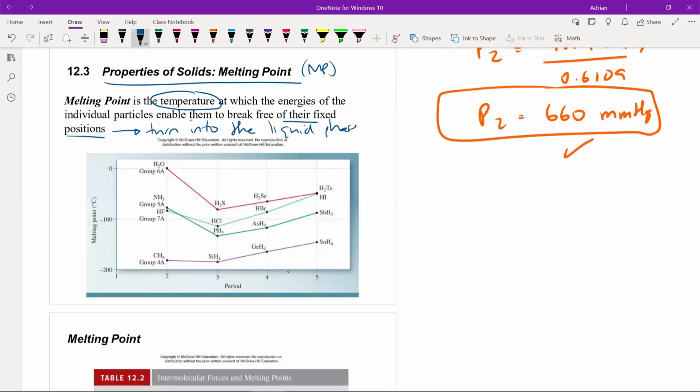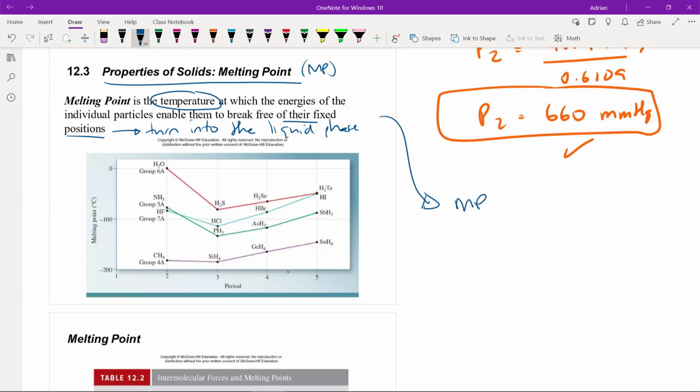Right, remember, in the solid phase, the particles are locked in place, and in the liquid phase, they can just move past each other. So the temperature at which that transition happens is known as the melting point of a solid. Just like with the boiling point, you're going to see some trends here as well.